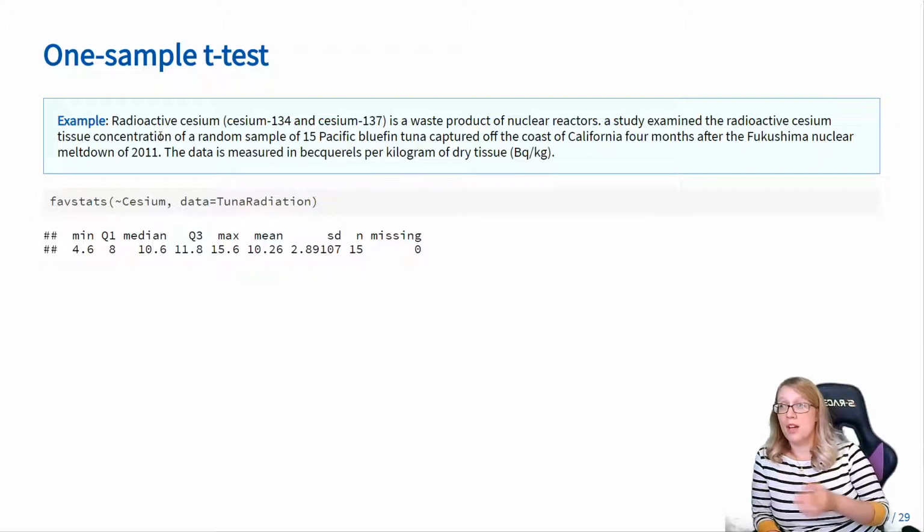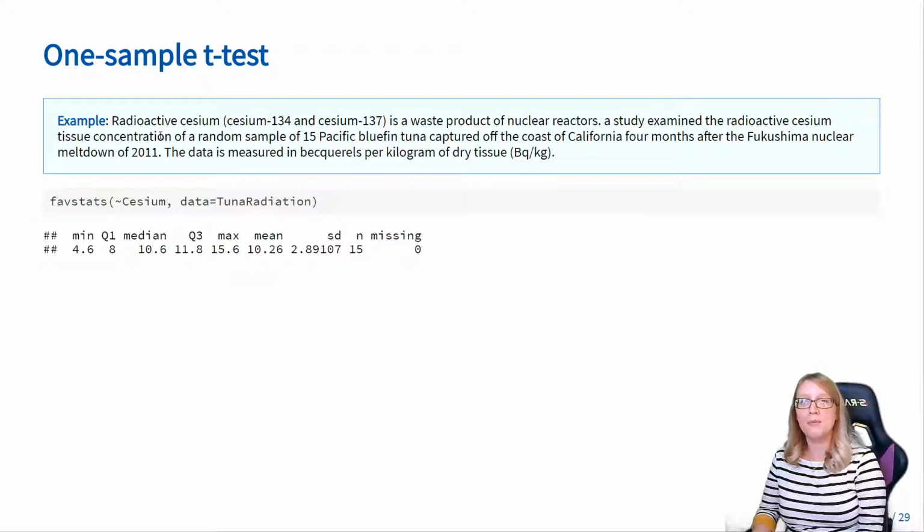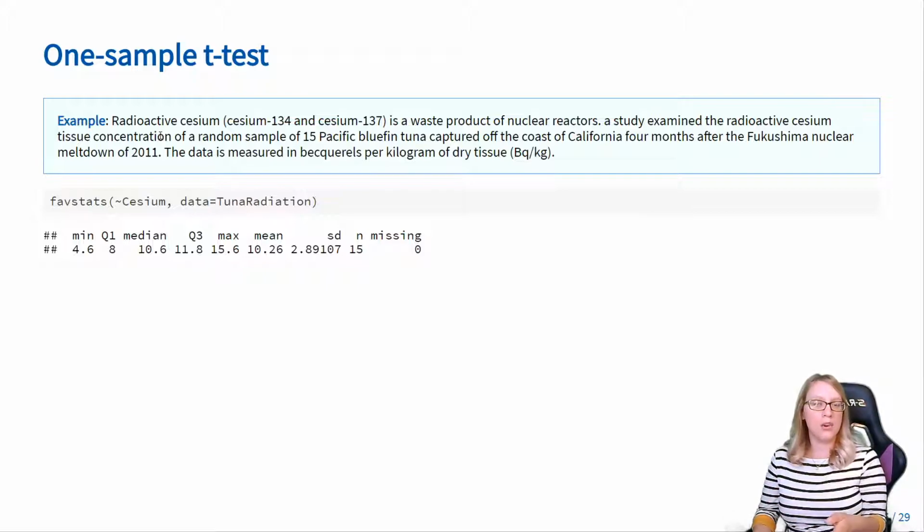Let's take a look at one more example. So we have radioactive cesium tissue that is produced by nuclear reactors. A study was done to examine this cesium tissue concentration of a random sample of bluefin tuna captured off the coast of California 4 months following the Fukushima nuclear meltdown in 2011. The idea being that this nuclear waste product was released into the ocean when the Fukushima nuclear plant melted down, then consumed by tuna and other fish in the ocean.